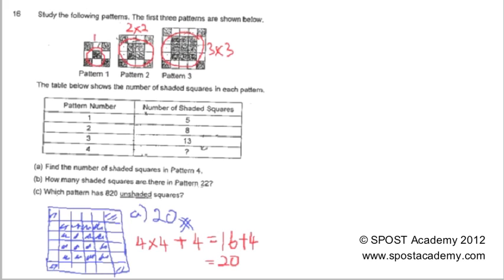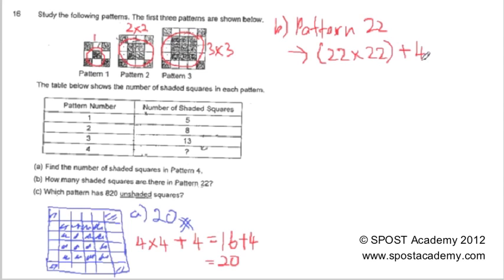Okay. So how many shaded squares are there in pattern 22? If it's pattern 1, it's actually 1 times 1 plus 4. Pattern 2 is 2 times 2 plus 4. Pattern 3 is 3 times 3 plus 4. Therefore pattern 22 would just be 22 times 22 plus 4. That equals 488. Okay, so this is the answer for question B.